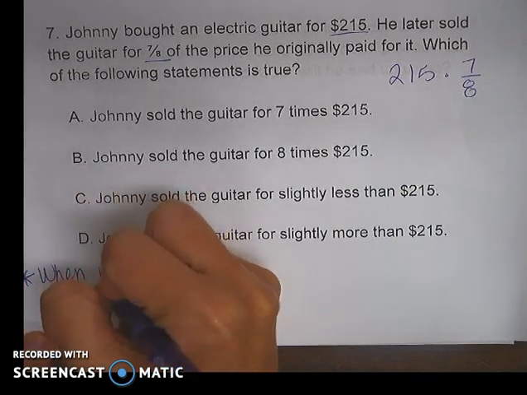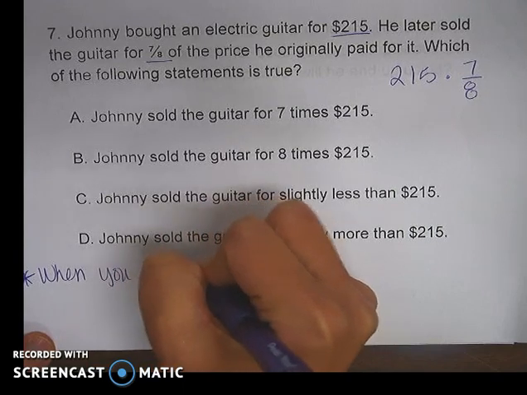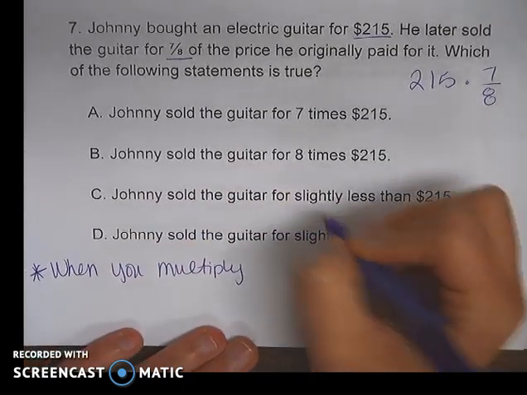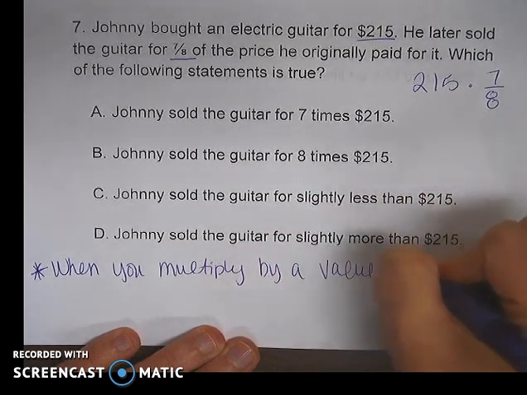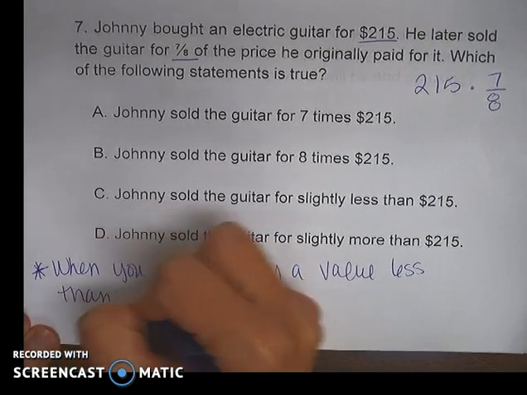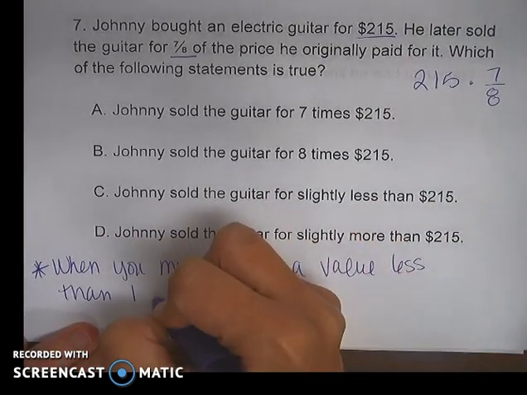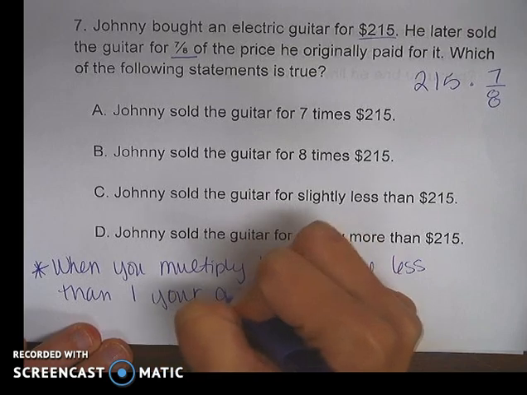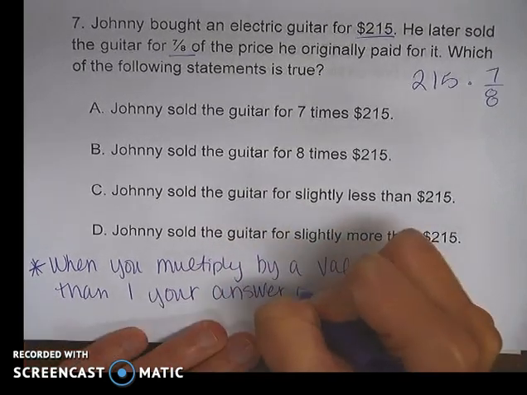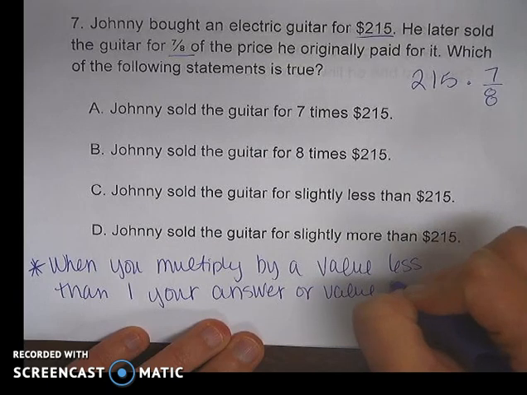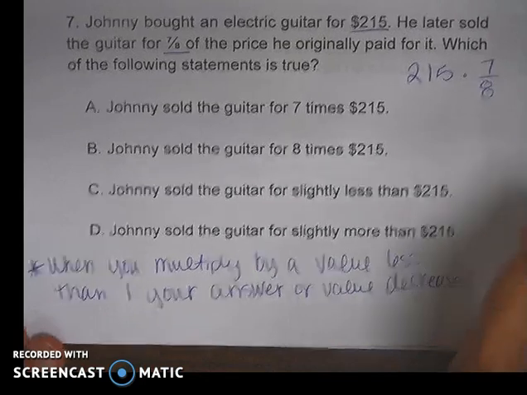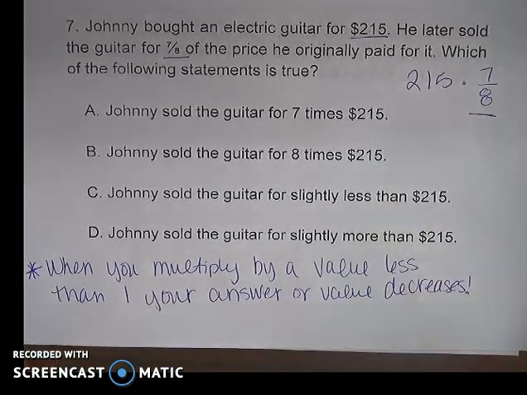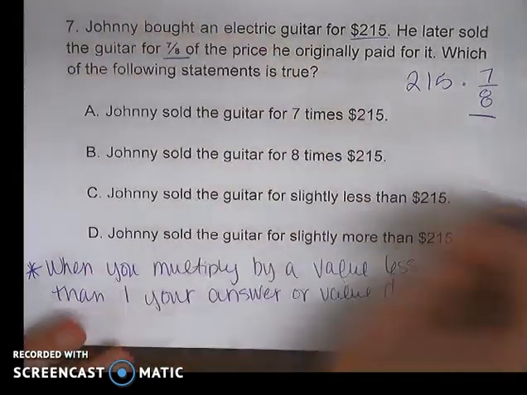When you multiply by a value less than 1, your answer or value decreases. Is 7/8 less than 1? Yes. So did he make more money or less money? Well, less money. So let's see.